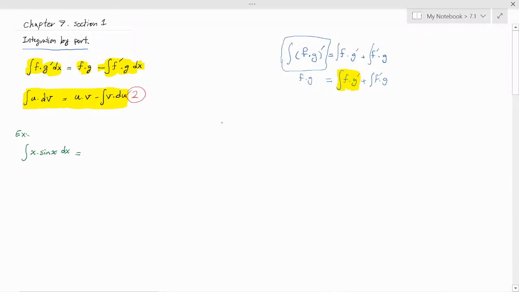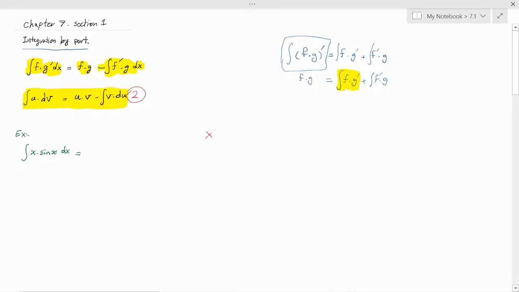Let's look at this first example. Let's say given the integral of x times sine x dx, and they ask you to find this integral. If you use substitution, if you would have said, okay, let's pick sine x to be t, then you cannot get rid of this x, because the derivative of sine x would be cosine x, and it doesn't help.